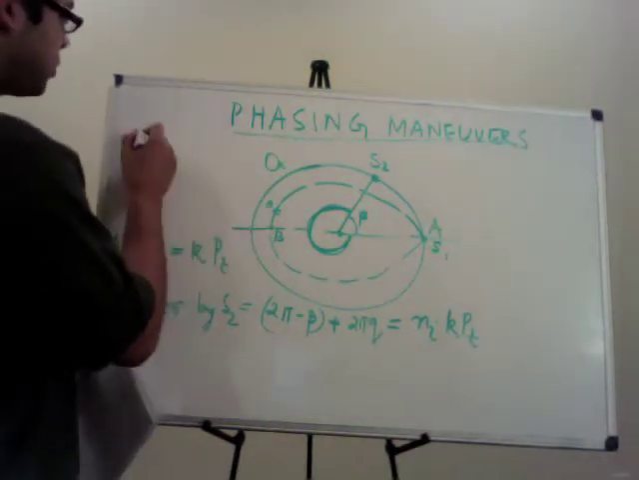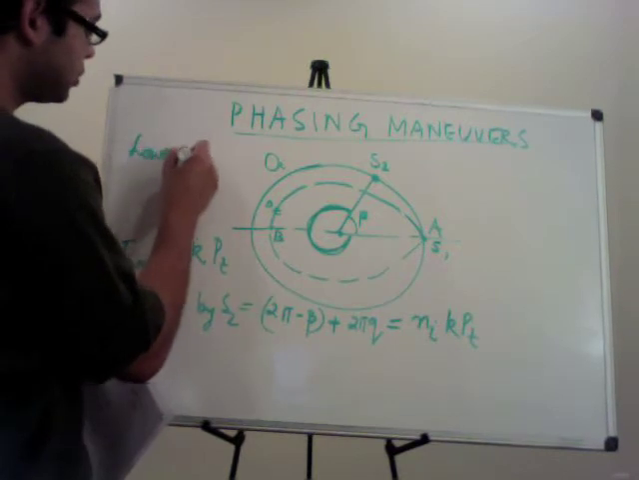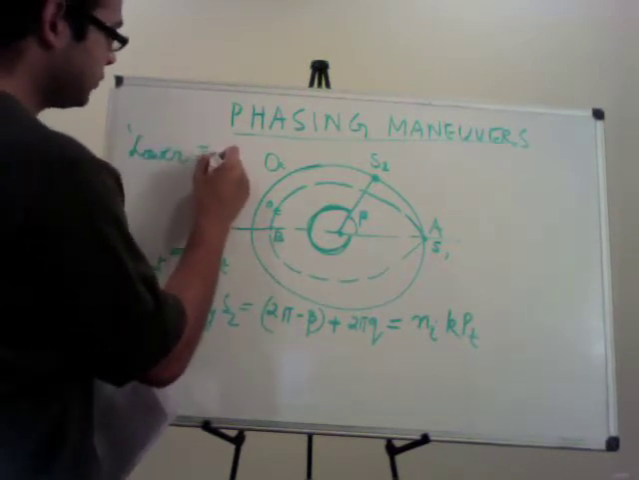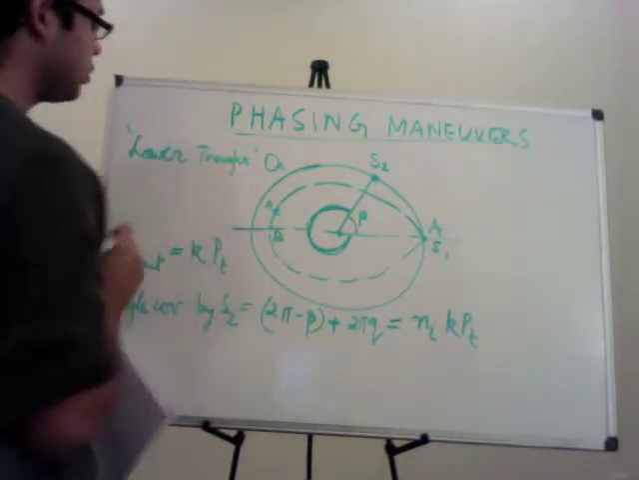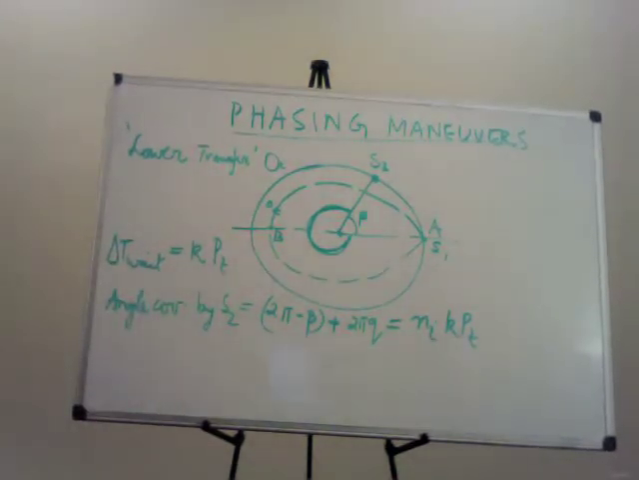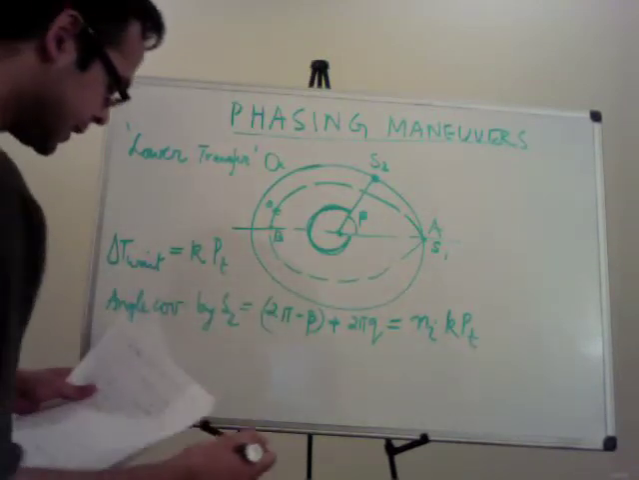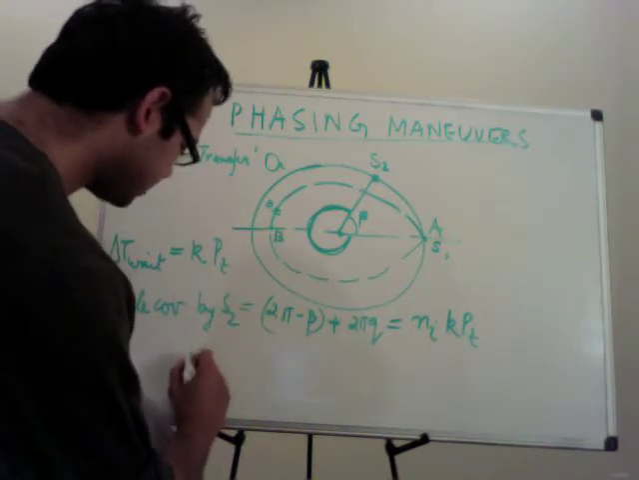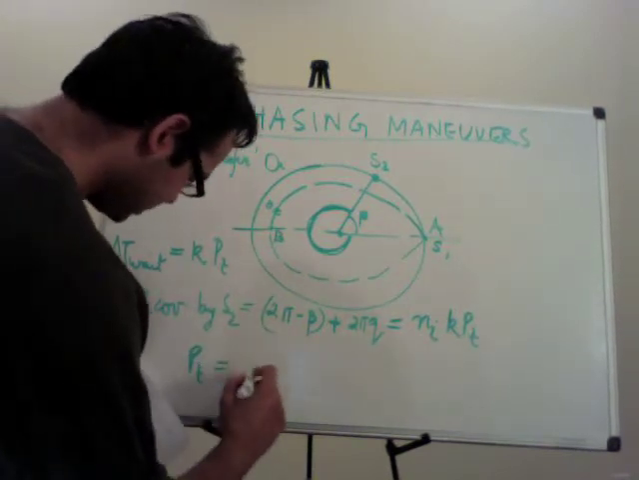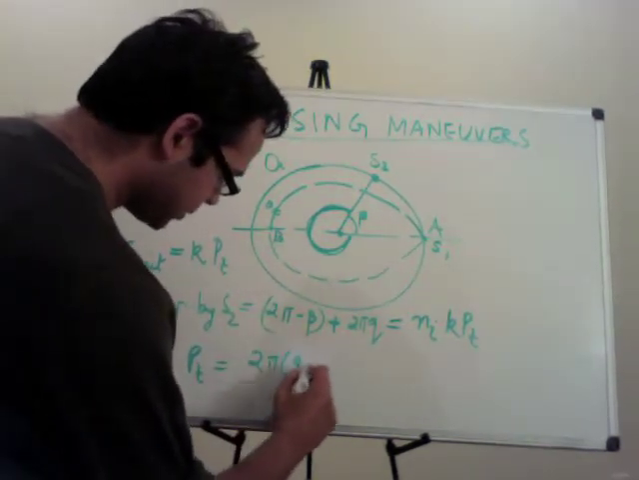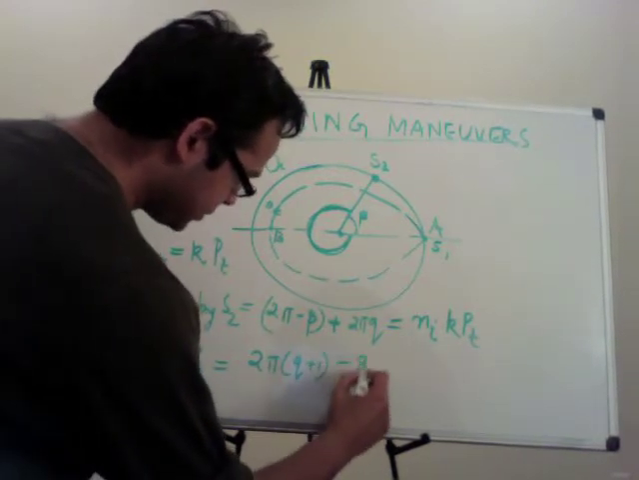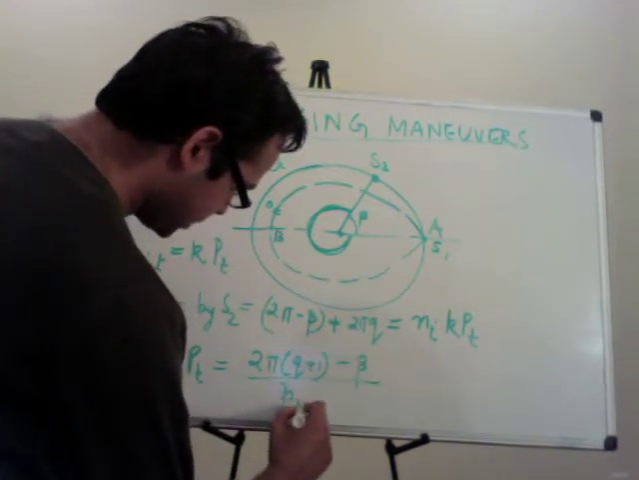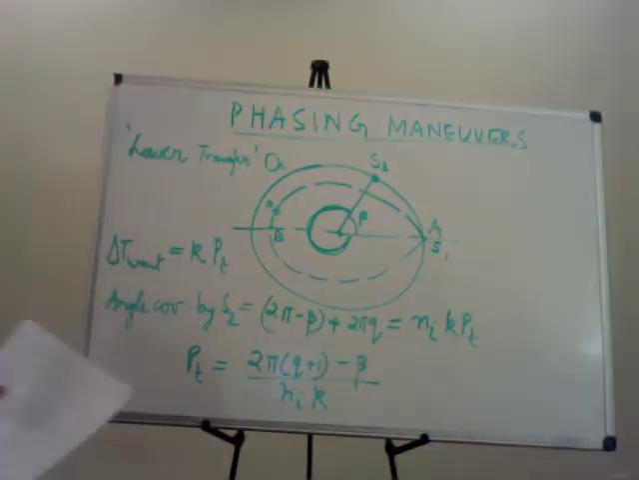So let me call this problem a lower transfer, or a lower phasing transfer. All right. So we can solve this equation right here to get the same expression for P_T as before. Okay, P_T is 2π(Q+1) minus β, over n_I times K. Okay, this is equation 17 on page 8 of the notes.